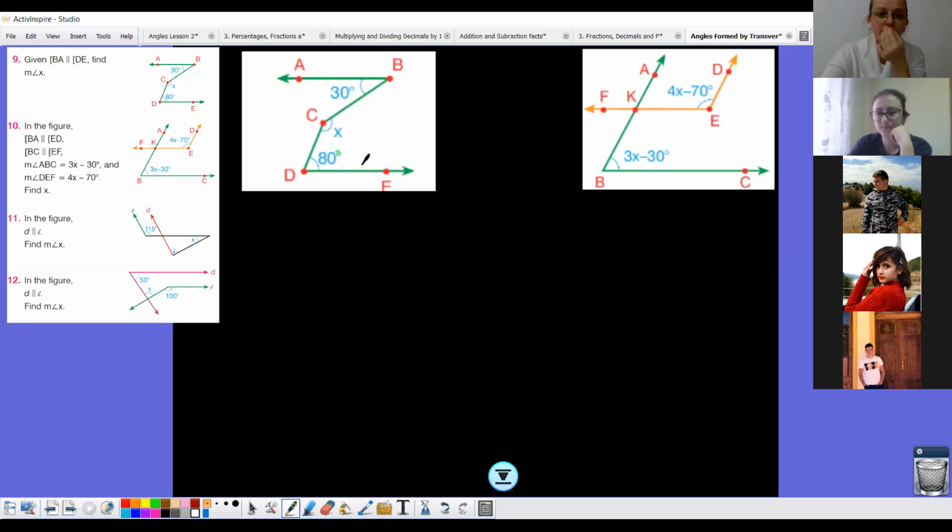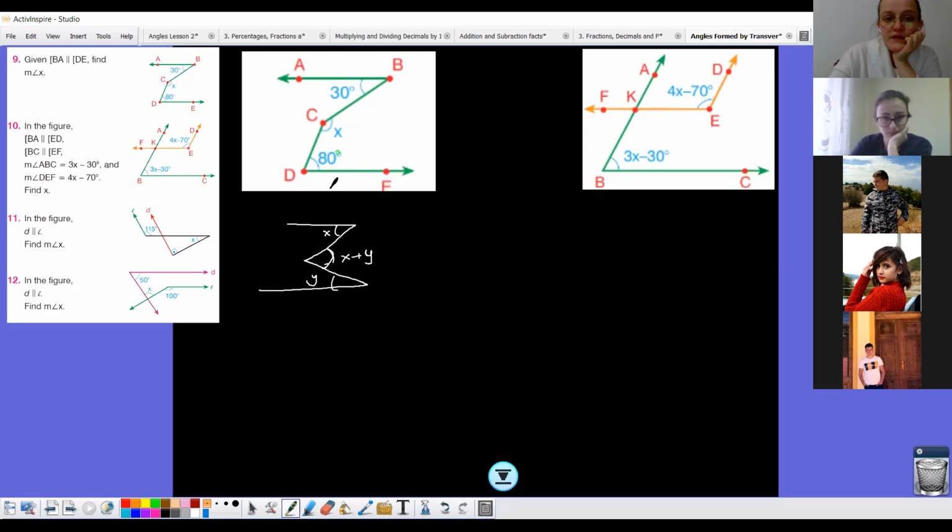Now, how will we find this one? 30 plus 80, which is 110. It was like this with me. If it is like this, these two will give you this one, x plus y.